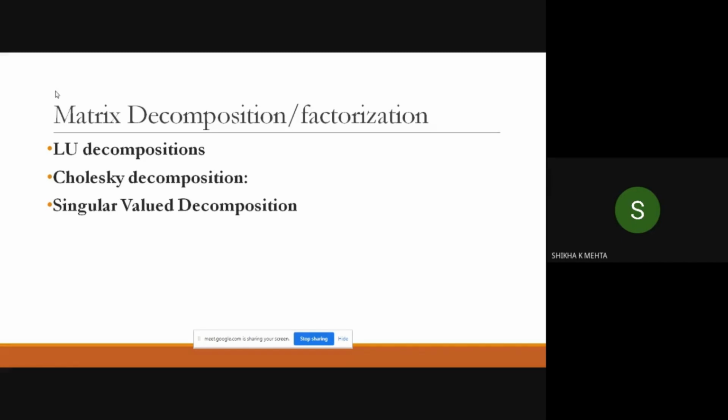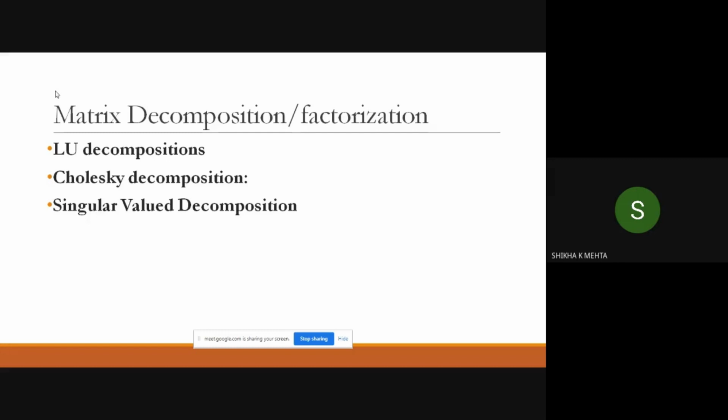Then we have the matrix decomposition methods, which are very popular and very useful in machine learning. These matrix decomposition methods are also called matrix factorization methods, because here what we are trying to do is, see, we have seen that when we have a small number of variables, it is easy to solve the linear equations. But when we have a large number of variables, the task becomes very difficult.